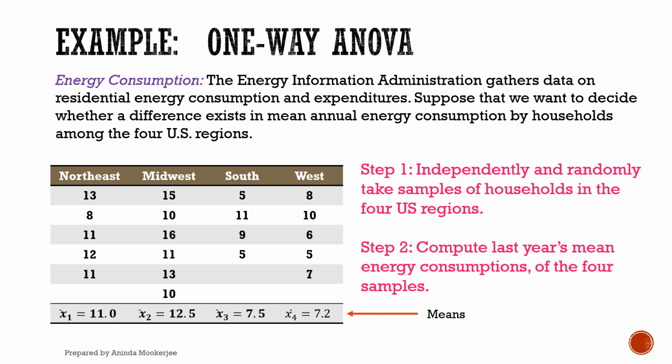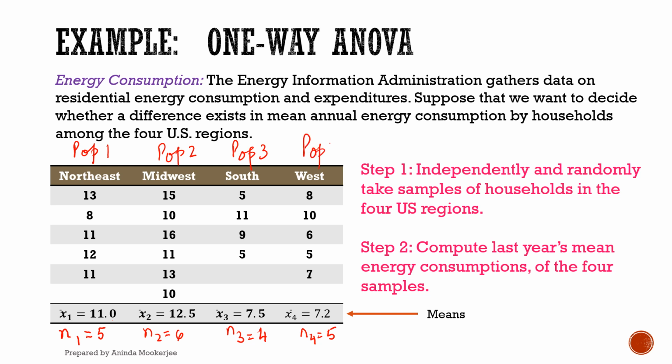For the first one, it's N1 equals 5. For the second one, N2 equals 6. We have 6 data points under Midwest. For South, it's N3 equals 4, and N4 is West, which is 5. Each of these regions represents a population: population 1, population 2, population 3, and population 4.